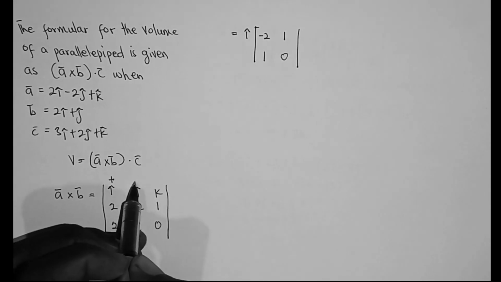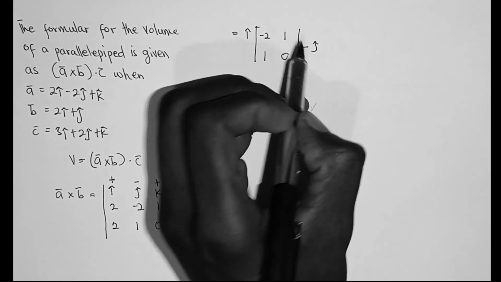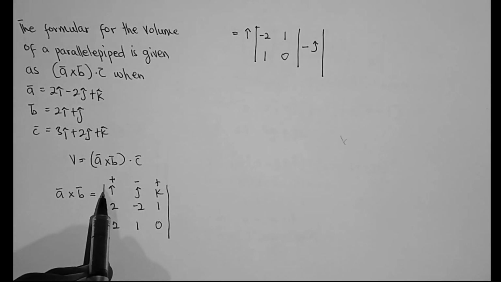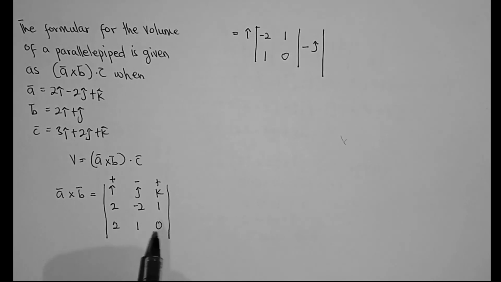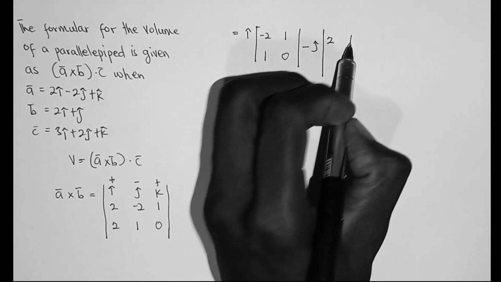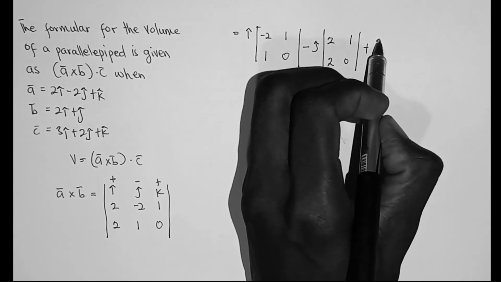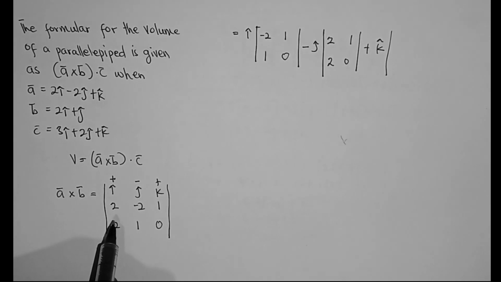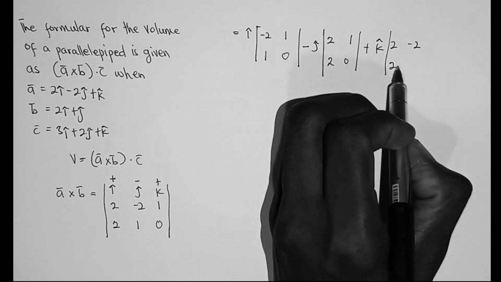Remember, we are using plus, minus, plus. So here becomes minus unit vector j. Then you cancel the row and column of j. You are left with the 2 by 2 matrix, which is 2, 1, 2, 0. Then plus unit vector k. And you cancel the row and column of k. You are left with 2, minus 2 and then 2, 1.